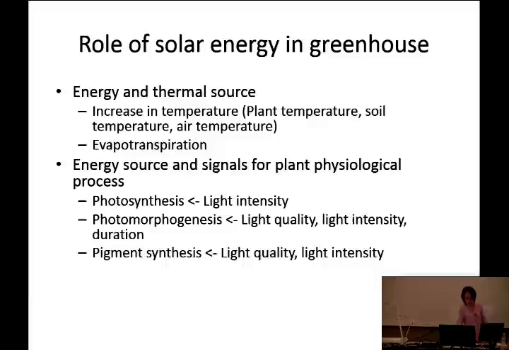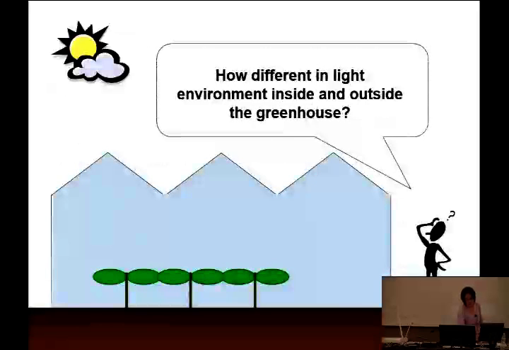In terms of plant response, we run photosynthesis, with specific wavelengths 400 to 700. Photomorphogenesis involves red and far red, and also other wavelengths such as blue. Pigment synthesis involves wavelengths like UV light. So very important. How the light intensity and quality differ inside the greenhouse compared to outside the greenhouse is the goal of understanding in today's lecture.